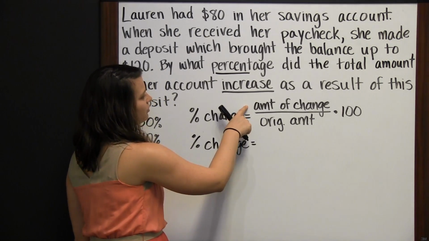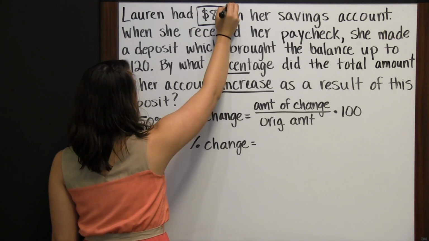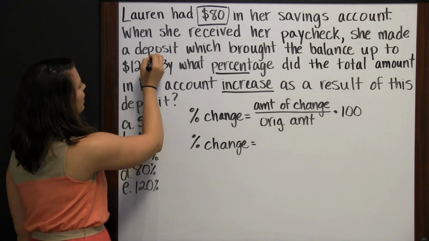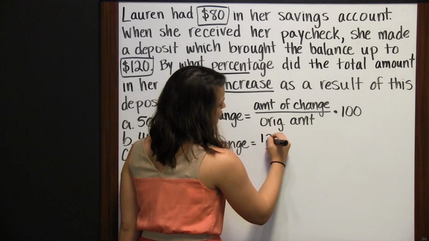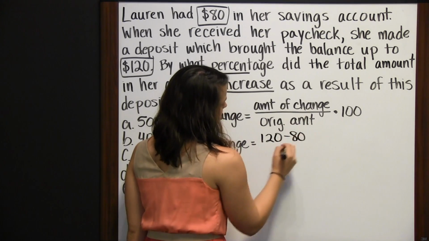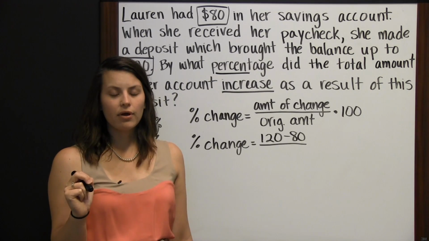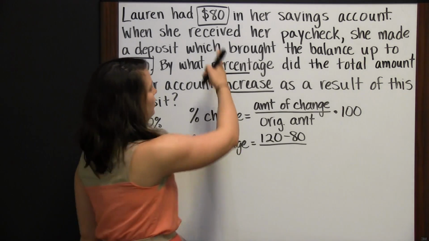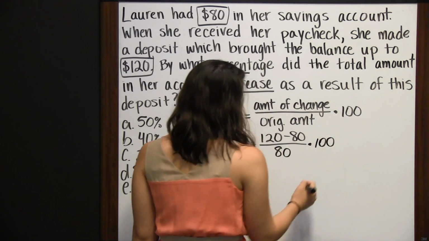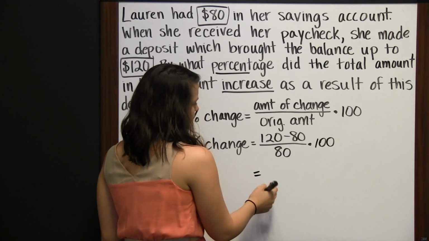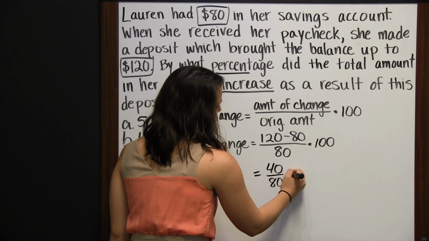The amount of change is found by subtracting the 2 amounts. So she started at $80 and her balance went up to $120. So the change is 120 minus 80, divided by the original amount. So what she had in her account before she made her deposit, the $80. And then we multiply that by 100. So the percent change is 120 minus 80, 40, divided by 80 times 100.